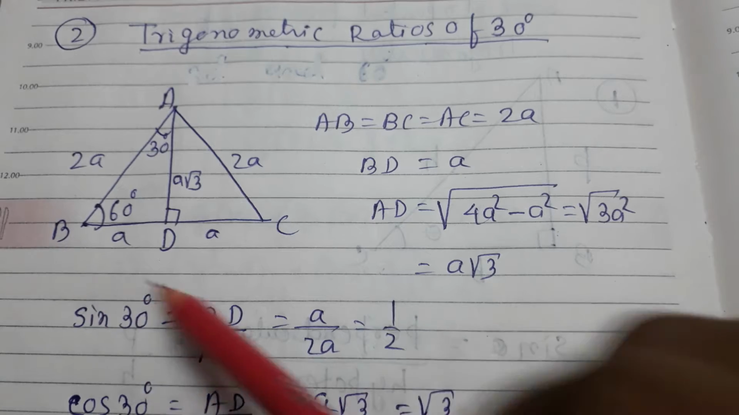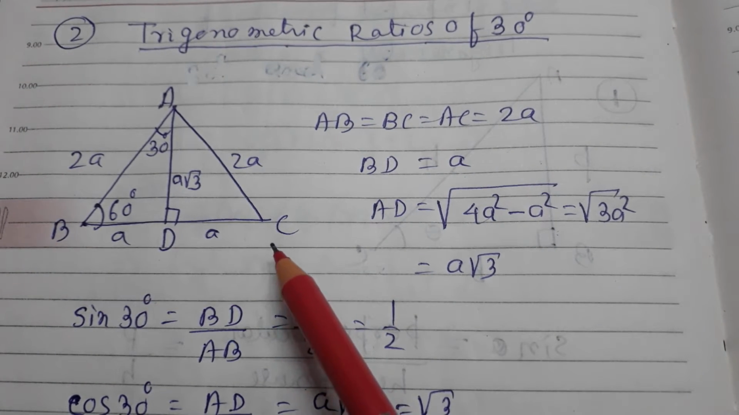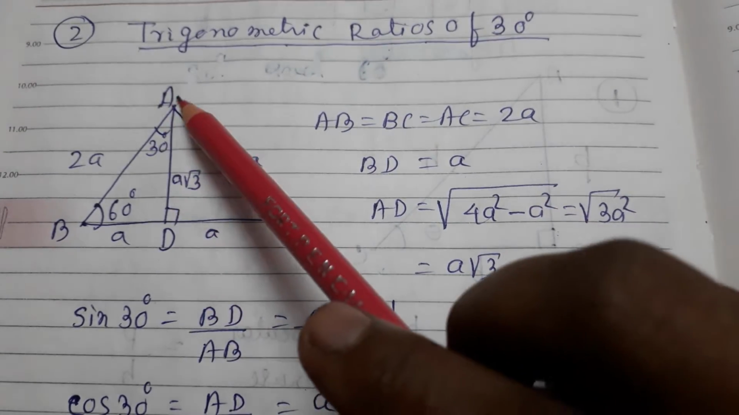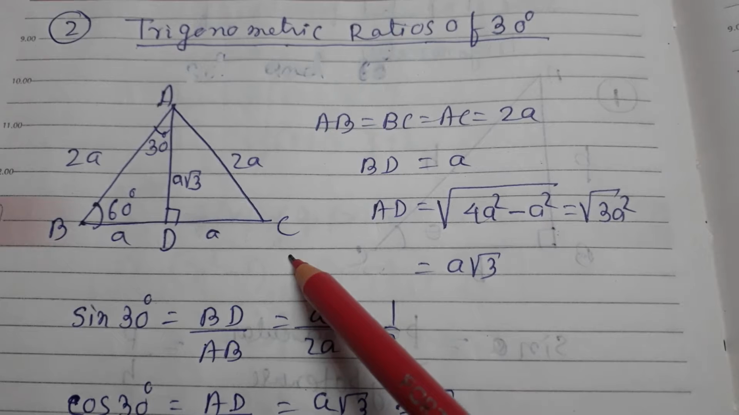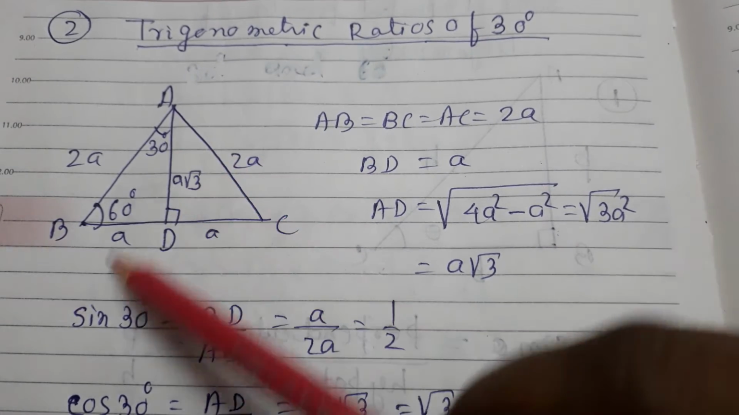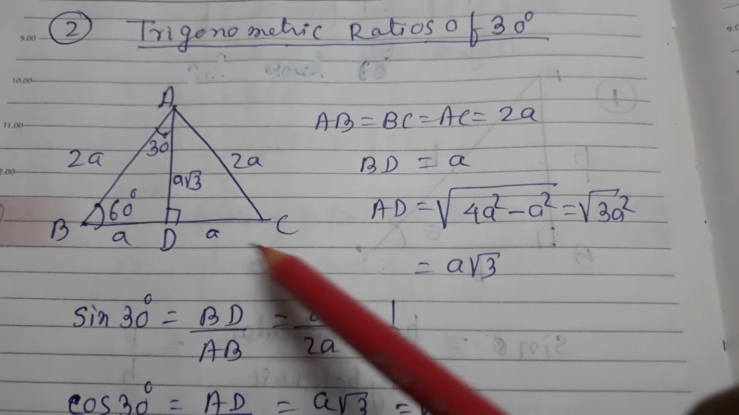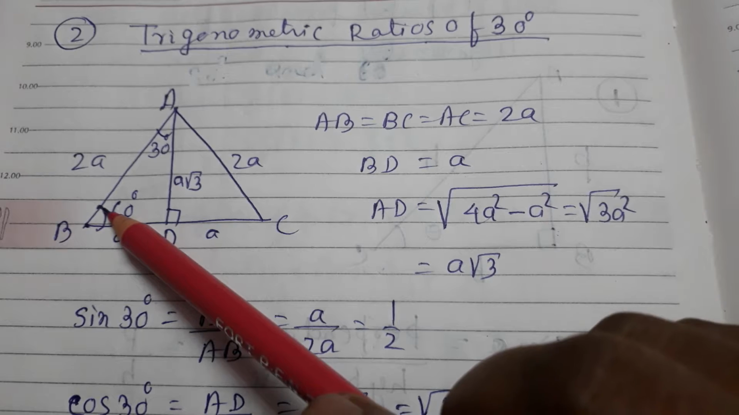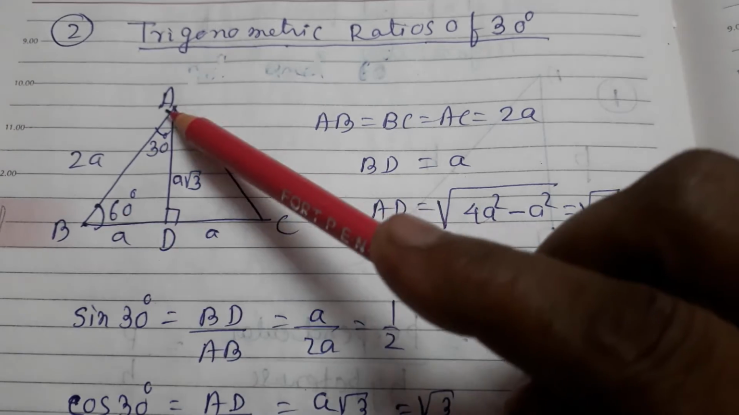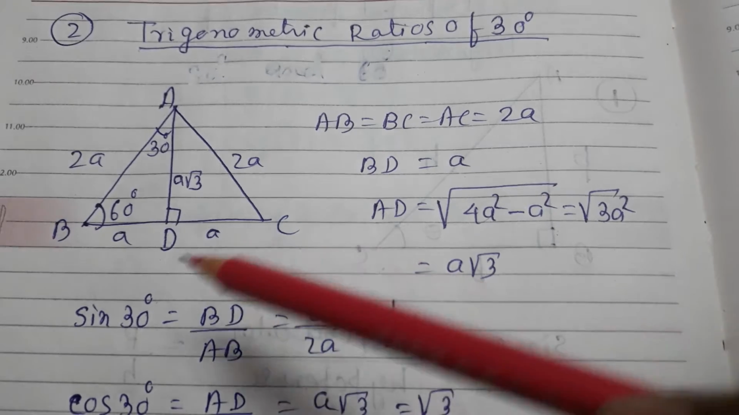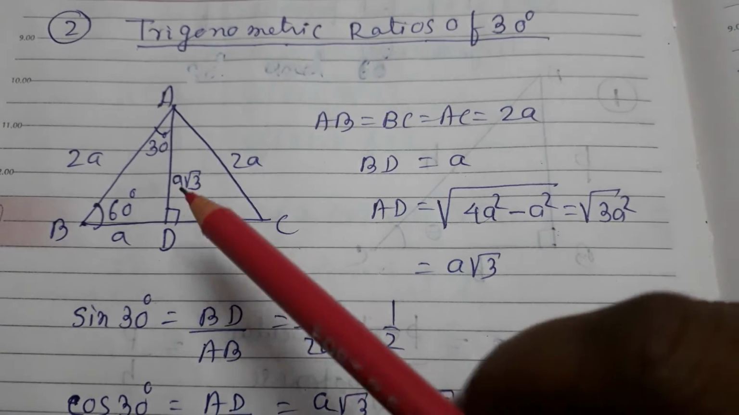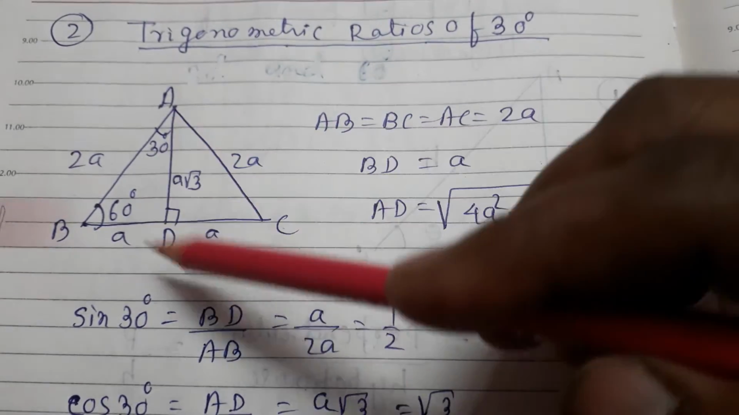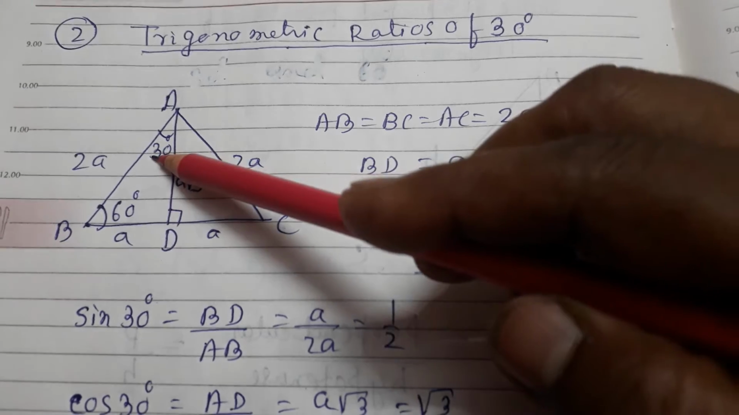Now here ABC is an equilateral triangle. So AB equals BC equals AC equals 2A, and AD is perpendicular to BC. We know the altitude of an equilateral triangle bisects the base. So BD equals CD equals A. This angle is 60 because each angle of an equilateral triangle is 60 degrees. And triangle ABD and triangle ACD are two congruent triangles. So this angle is 90 and angle BAD equals angle CAD. So the whole angle is 60, so this is 30-30.